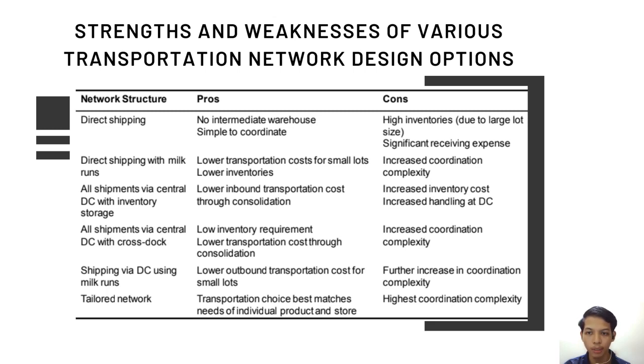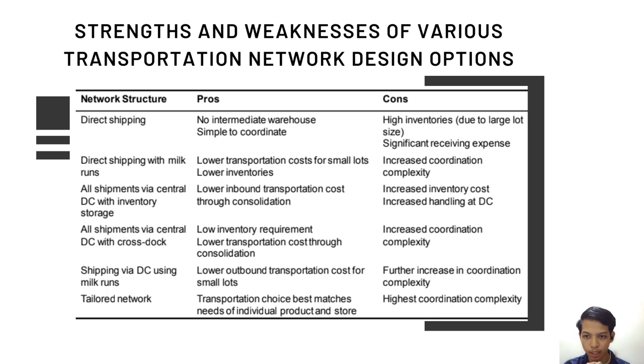Furthermore, all shipments via central DC with cross-docking. Rather than storing their shipments, the supplier delivers them to an intermediate transit point where they are cross-docked and sent to the buyer's location. This has the benefits of requiring less inventory and lowering transportation costs through consolidation. The drawback is the rising complexity of coordination.